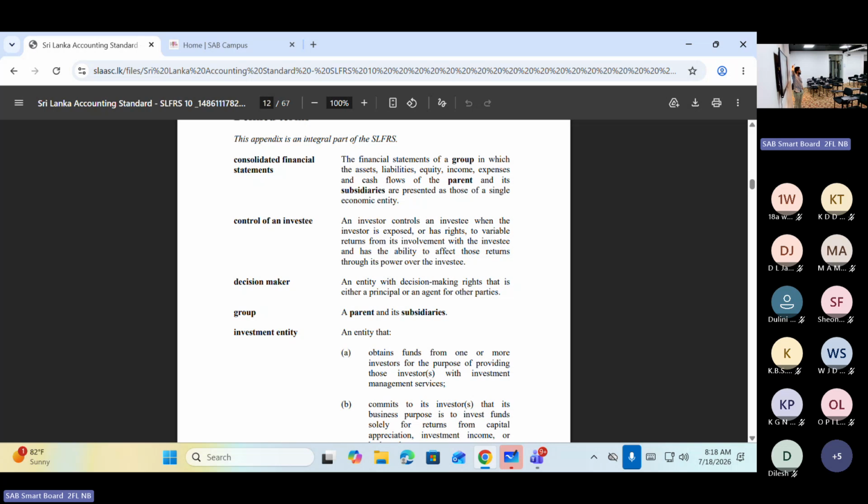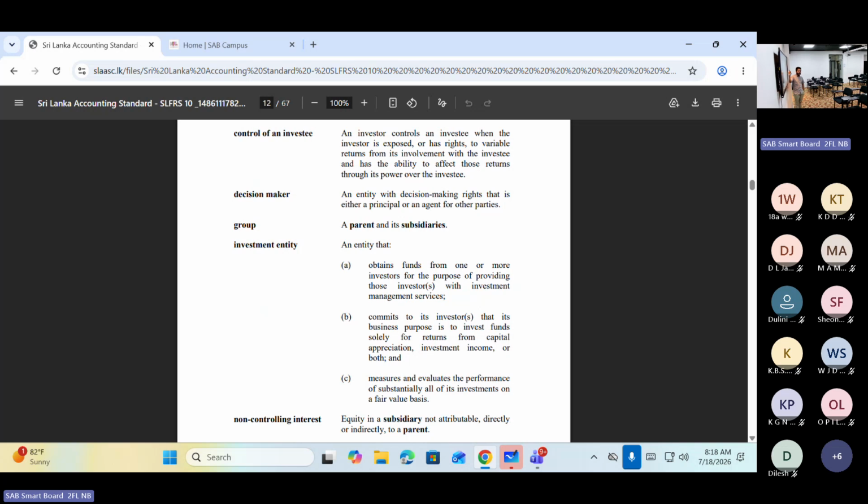What is a consolidated financial statement? The financial statements of a group in which assets, liabilities, equity, income, expenses, and cash flows of a parent and its subsidiaries are presented as those of a single economic entity. That's called consolidated financial statements. Then I told you what a group is: a parent and subsidiaries.